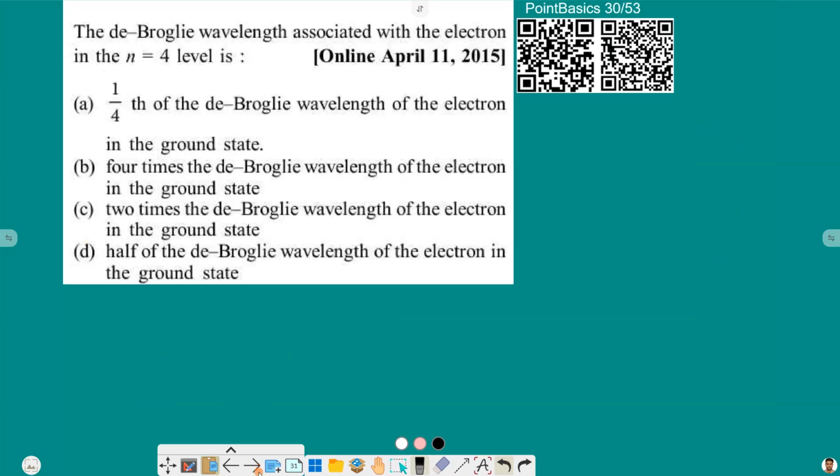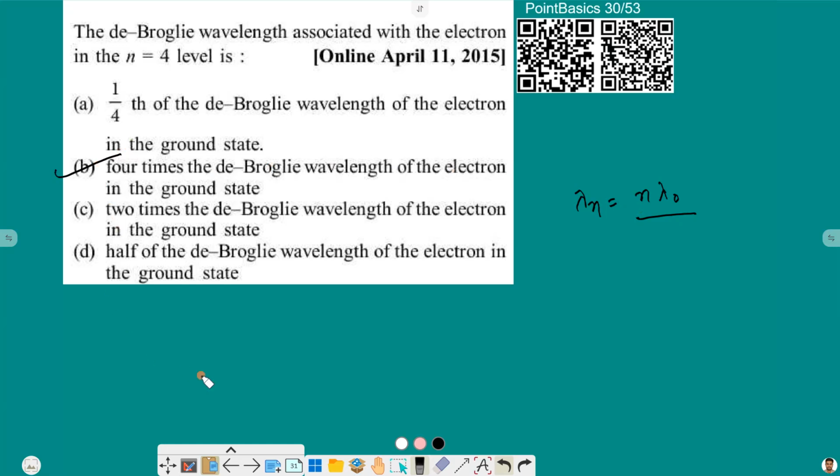Let's move to the next one. The de Broglie wavelength associated with the electron in the n equal to 4 level is... So we have just solved it, I think 2 or 3 times, that the de Broglie wavelength of the nth level is equal to n times the de Broglie wavelength of the ground state. So for the fourth level, it is 4 times the de Broglie wavelength of the ground state. That is option B for us.